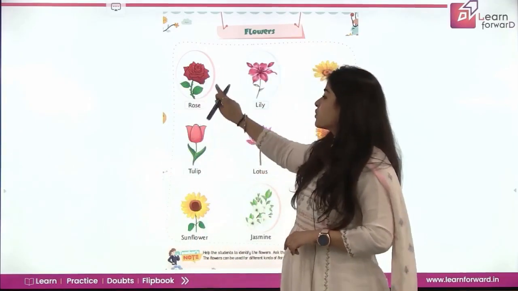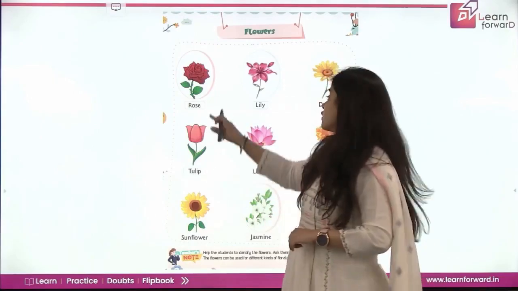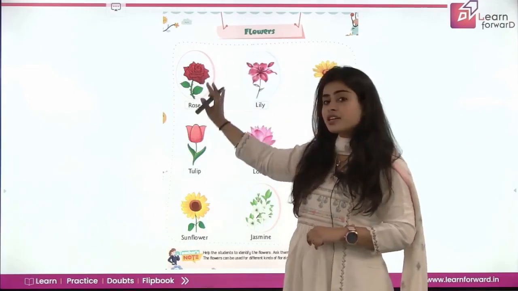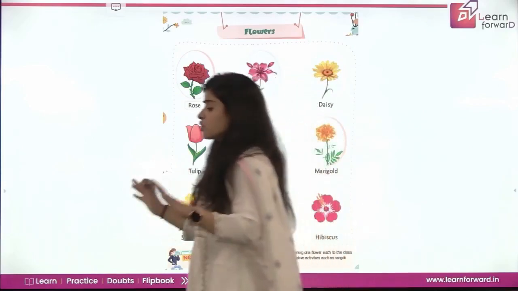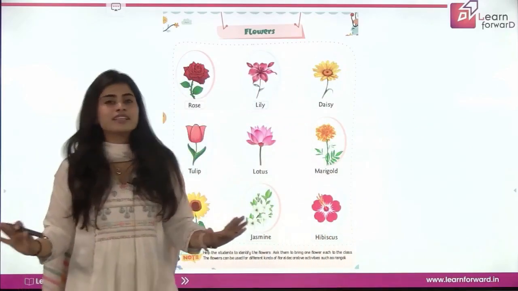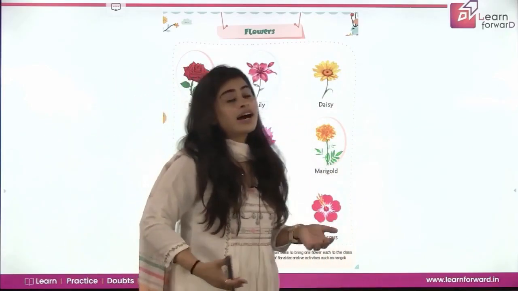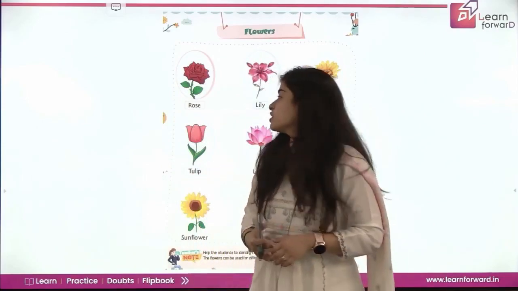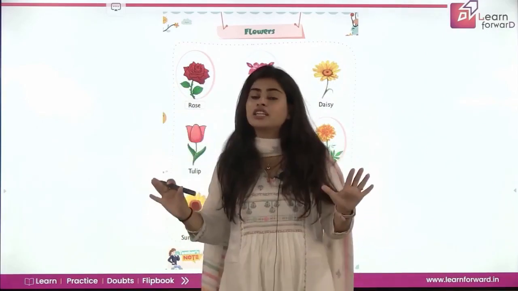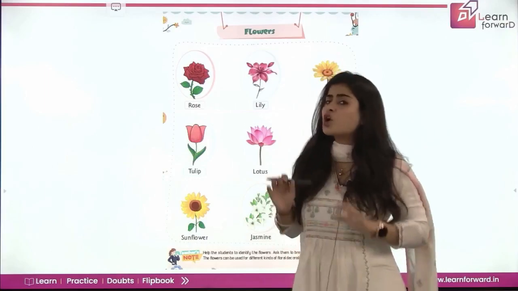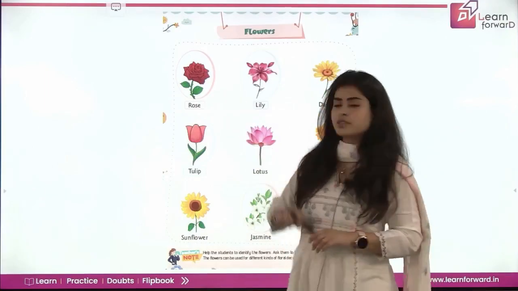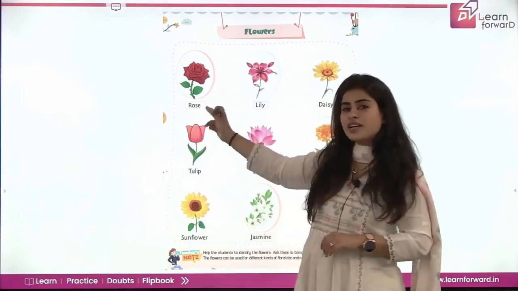First is rose. Here it is a red rose, but nowadays rose बहुत सारे colors में आते हैं. Yellow, white, pink. Okay, so rose comes in different shades now, but the common color is red rose. Okay, this is red rose.